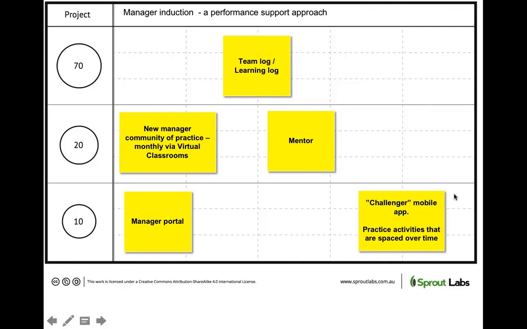The other idea that's down here in the 10, which is sort of hard because I sometimes find with these learning maps that deciding whether something is in the 10 or in the 70 is quite hard, is a challenger mobile app. Essentially, these sorts of mobile apps push out spaced activities over a period of time, and those activities could be challenges and problems, people problems, procedural problems or system problems that a manager is going to face over a period of time.